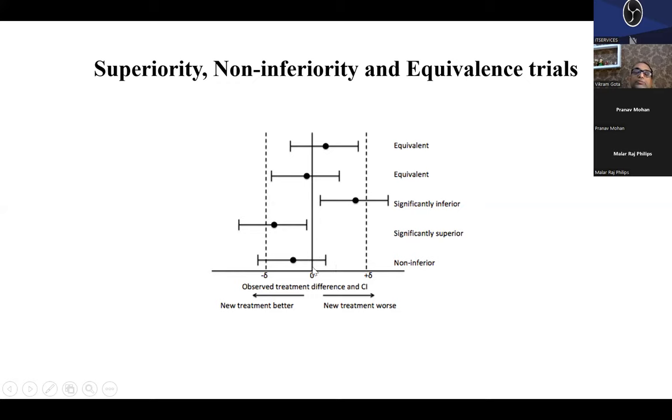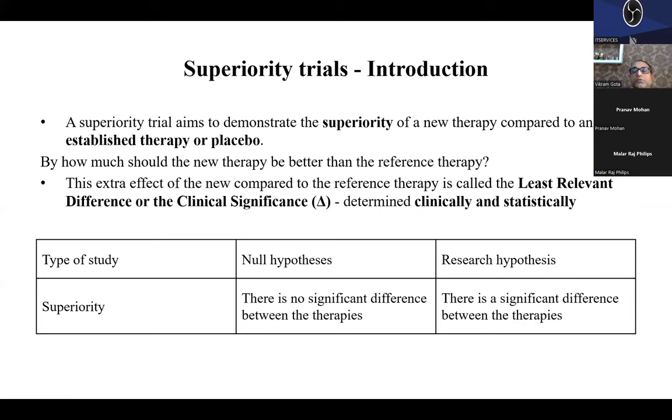you can conclude non-inferiority. So this observation supports non-inferiority of the new intervention with respect to control or conventional treatment. So this is a graphical visualization of how the superiority, non-inferiority, and equivalence trials look like. Now I'll be talking about each of them separately.